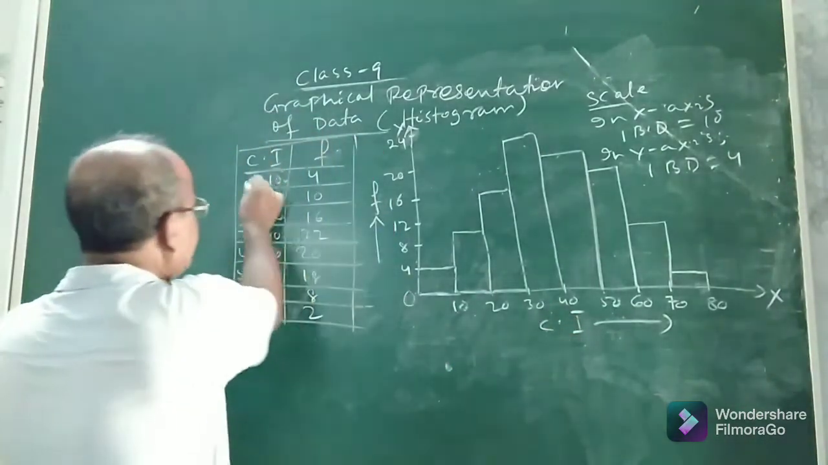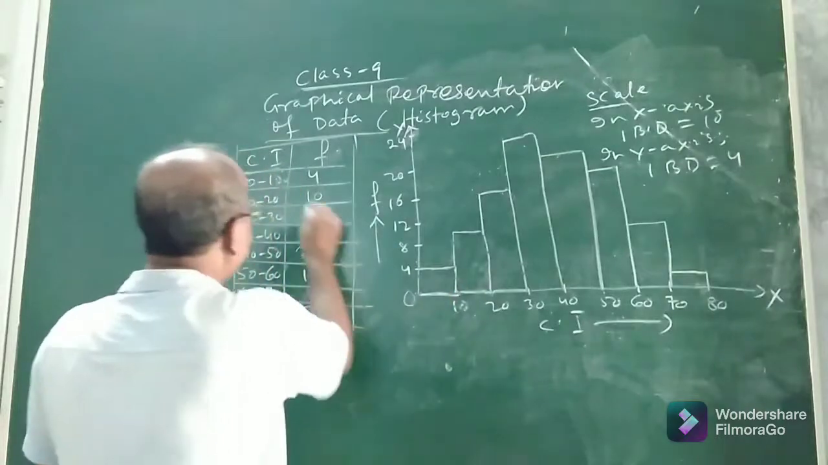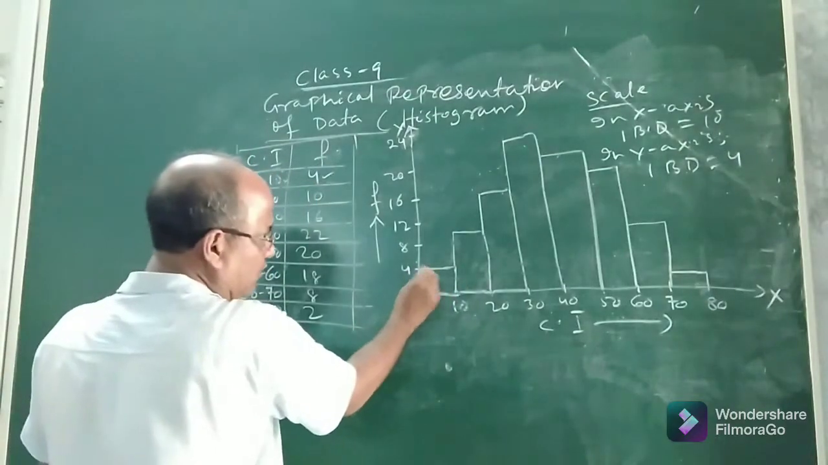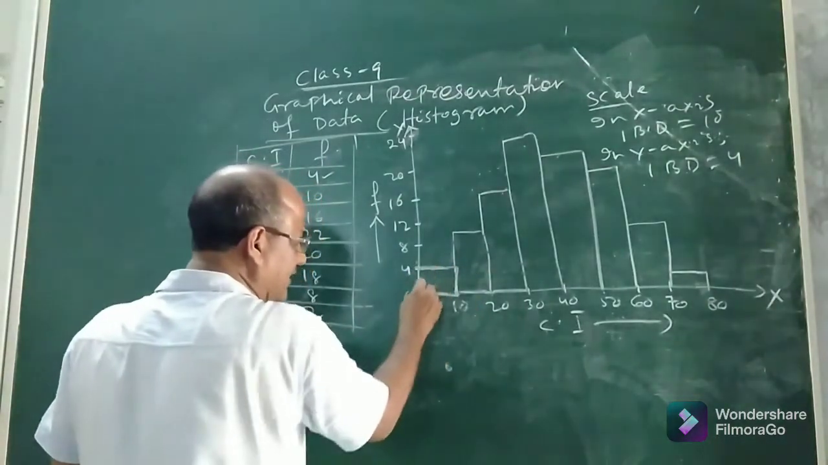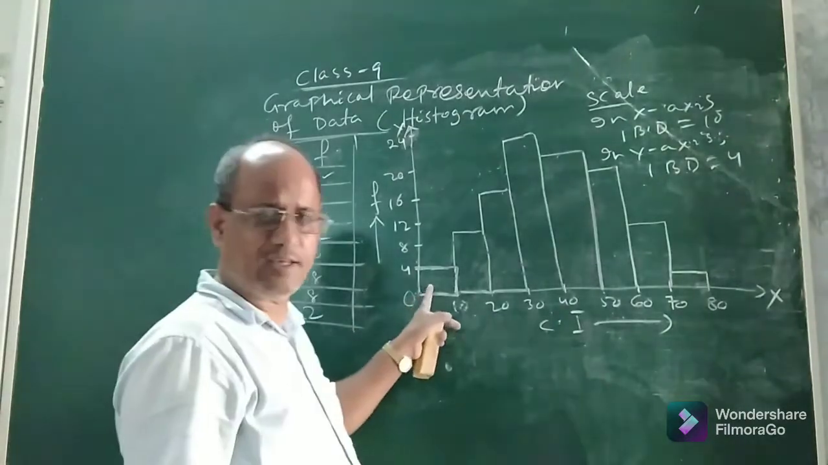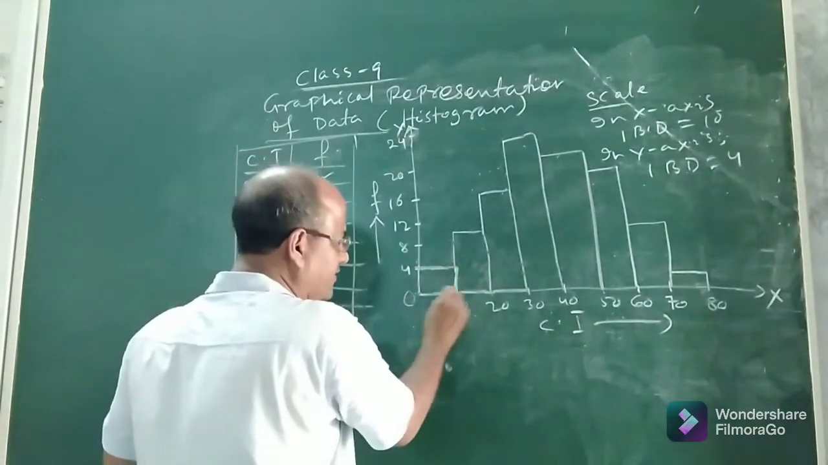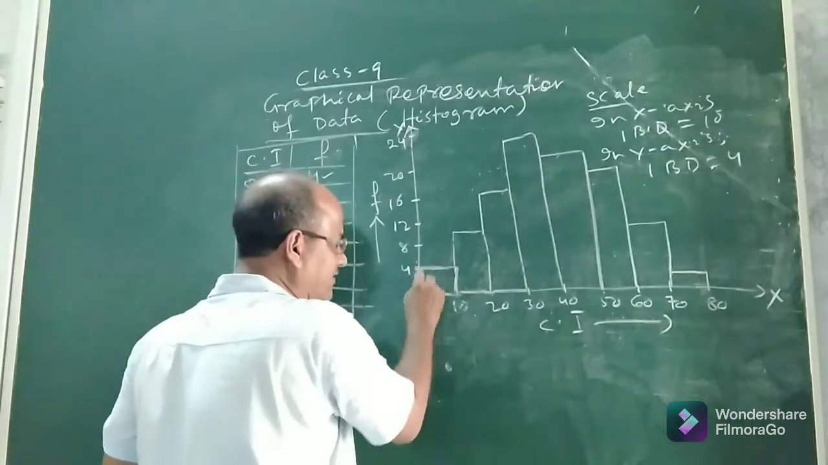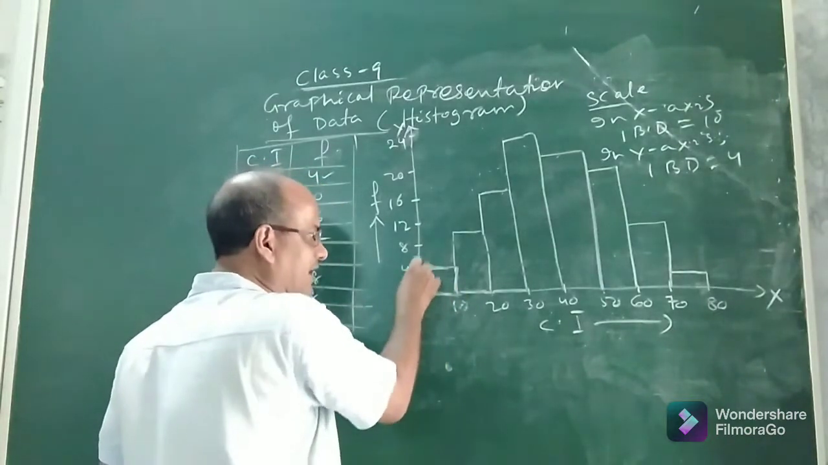Rectangle. See, suppose 0 to 10. What is the frequency? 4. Here is 4. So, this is one rectangle. That means this one is the width and this is the length. Look at this, this is the length of the rectangular bar.